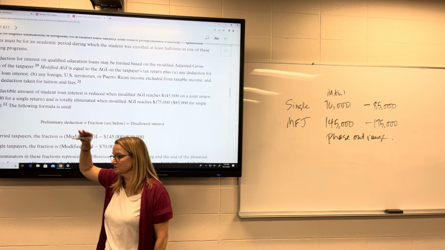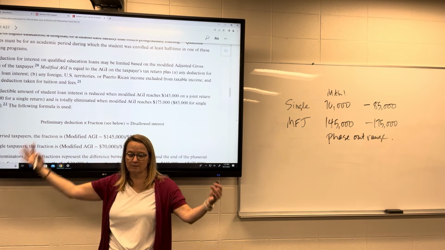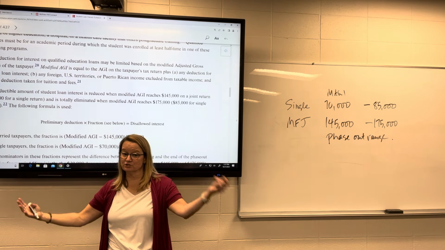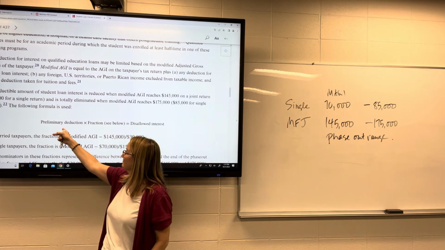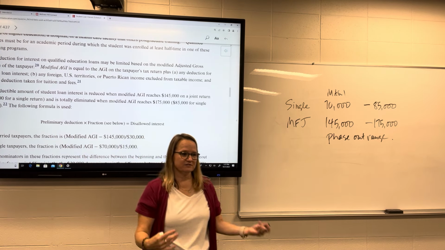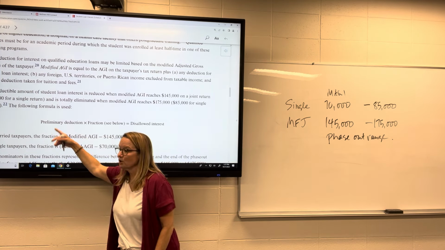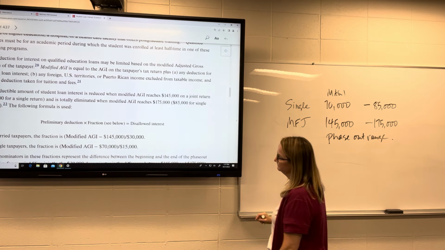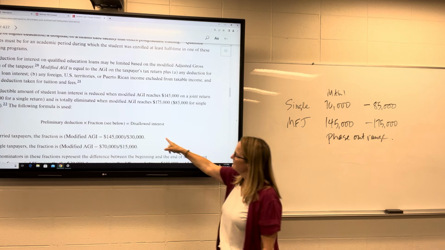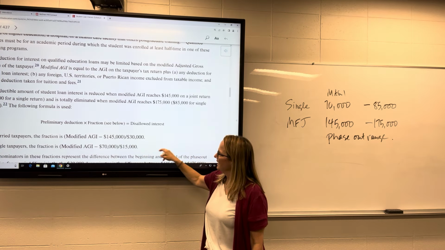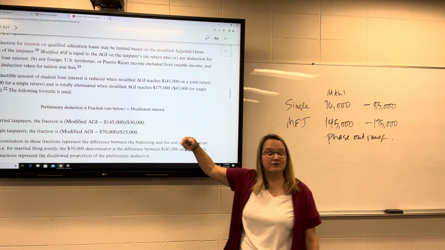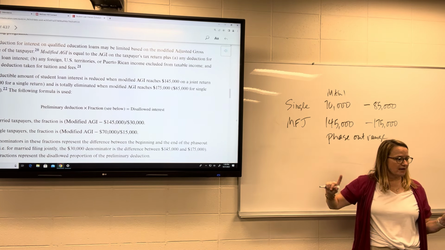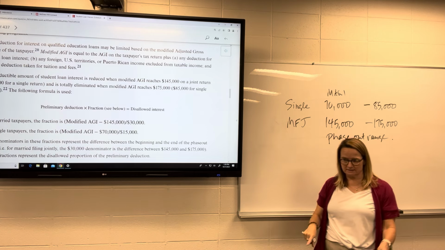So that's our first test: how much is our student loan interest? Is it over or under $2,500? If it's over, then it's $2,500 for our preliminary deduction. If it's under, then we can use that number. So 2,500 or less is our preliminary deduction, times the fraction that applies here. This is the amount of interest that is disallowed. So be careful here. This is not the interest that's allowed, it's disallowed.